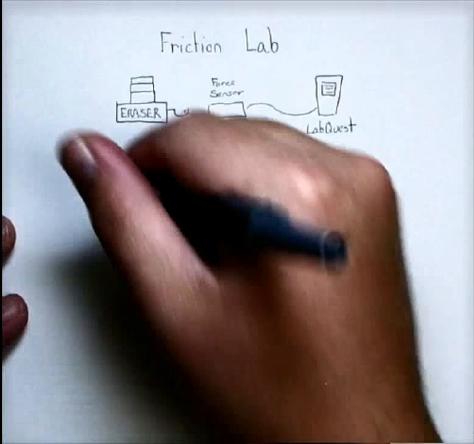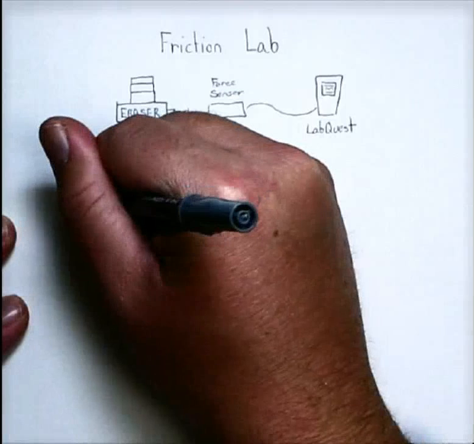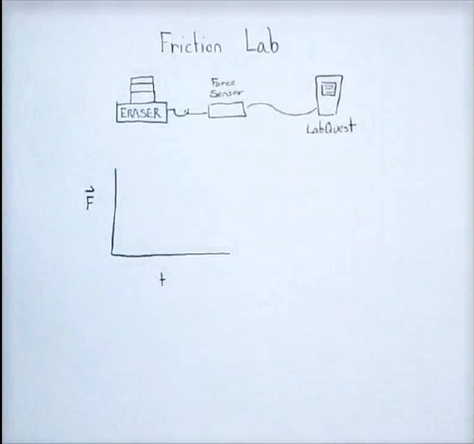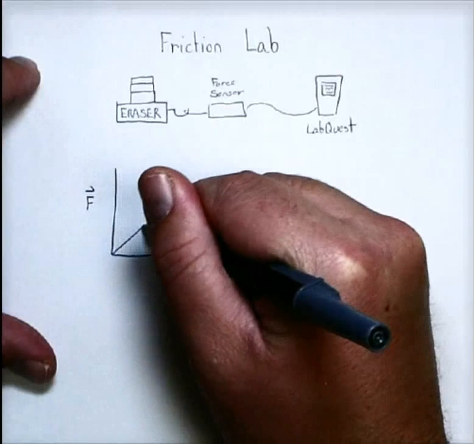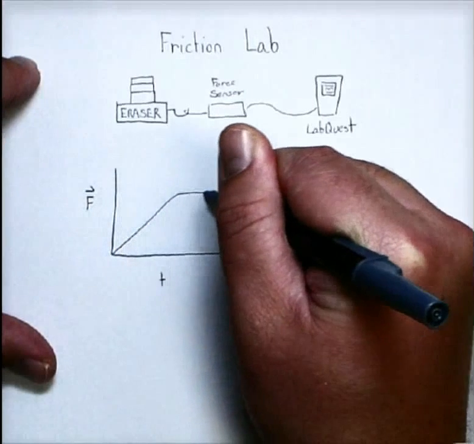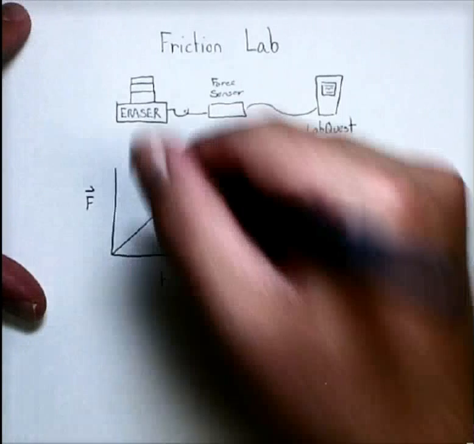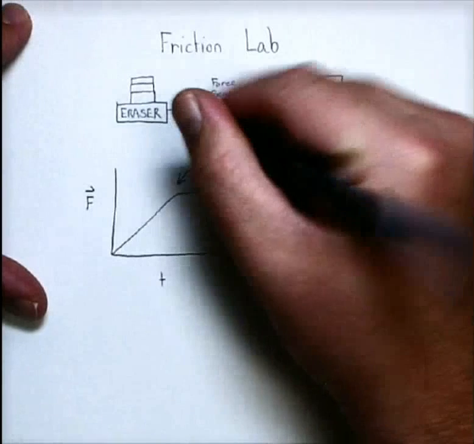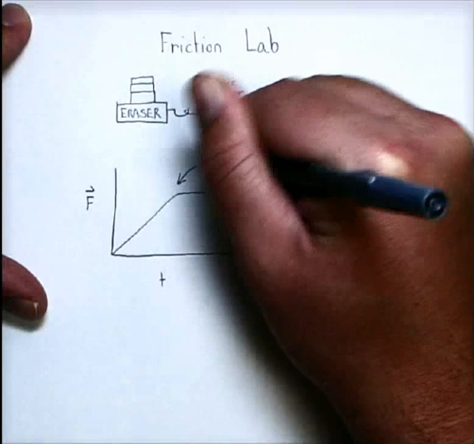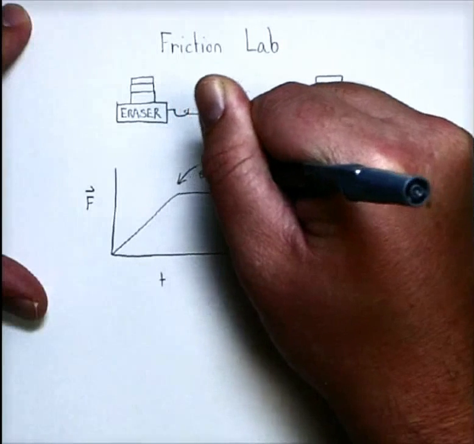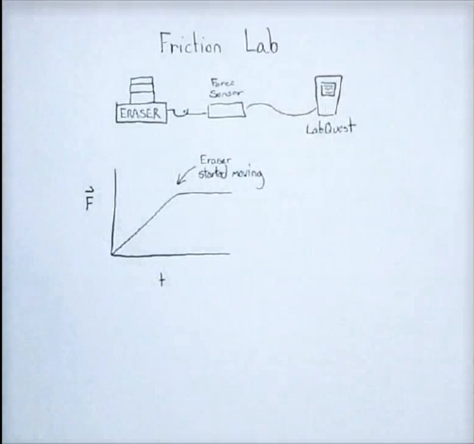First, I want to address your graphs. Your graph was for force versus time. And what's happening is, as you increase the force, nothing happened, and then all of a sudden the force leveled off. Now what was going on here is that right at that point the eraser started moving, and from there the force was pretty constant.